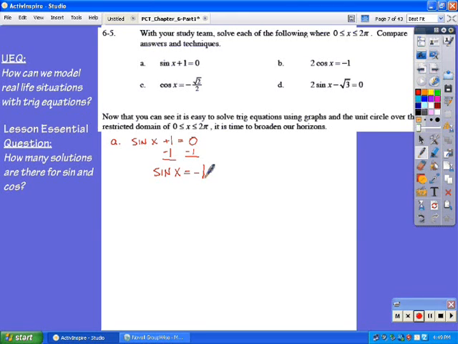At this point, you could use your calculator, but you could also use your unit circle. As long as the number that you have here is a number found on the unit circle, that's what I would like you to use. If it's not a number found on the unit circle, then you're going to need to use your calculator, and we'll talk about that as we go. But for now, where does sine of x equal -1? Well, that's only one place. That would be 3 pi over 2.